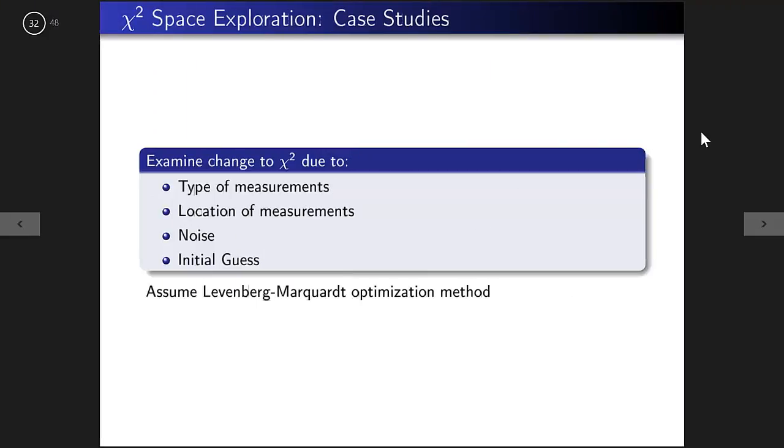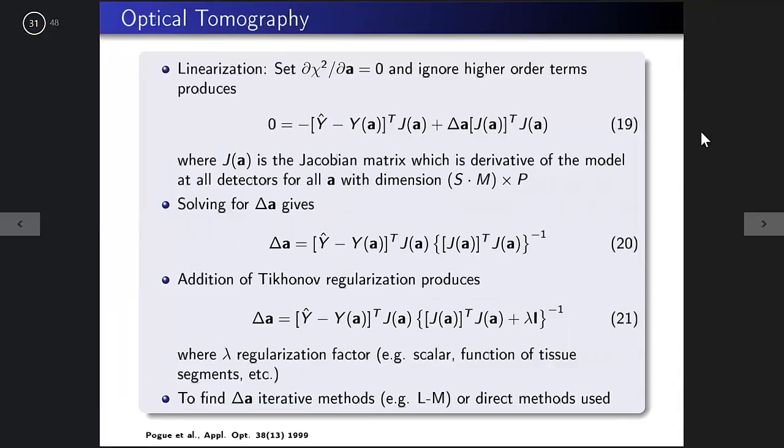So any questions about that before I move on to some examples of actual case studies in which we try to actually invert real data using an optimization method?